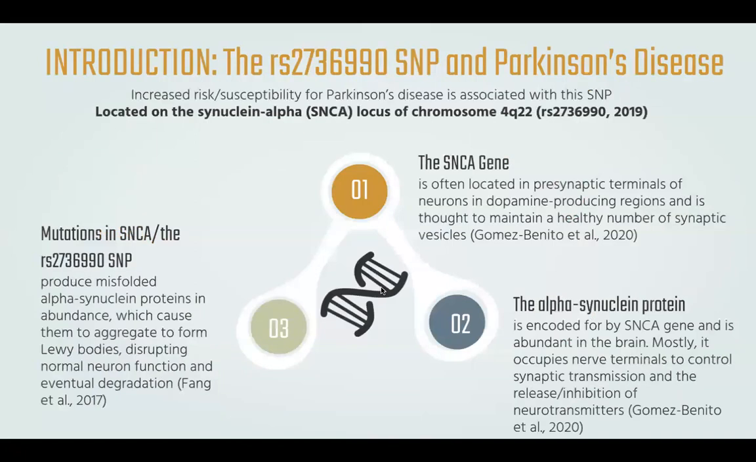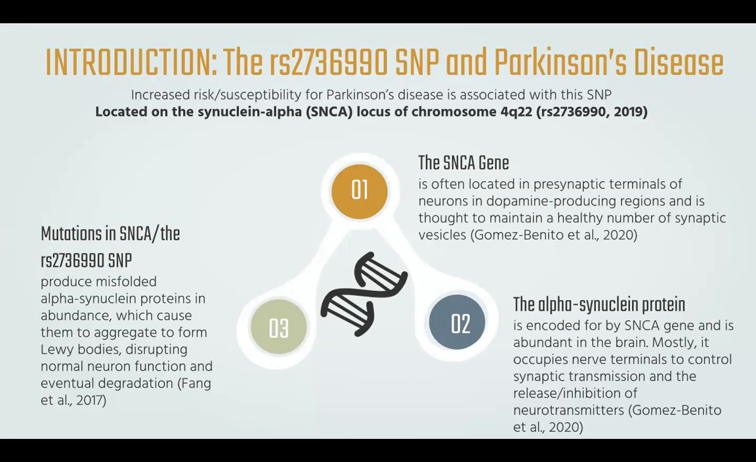Now, when we examine the single nucleotide polymorphism associated with RS2736990 in particular, we find that it's located on the synuclein alpha locus of chromosome 4q22, which is often abbreviated as SNCA for short. This SNCA gene is often located in presynaptic terminals of neurons in dopamine-producing regions of the brain and is thought to maintain a healthy number of synaptic vesicles. This gene also encodes for the alpha-synuclein protein, which is very abundant in the brain. Mostly, it occupies nerve terminals in order to control synaptic transmission and the healthy release and inhibition of neurotransmitters.